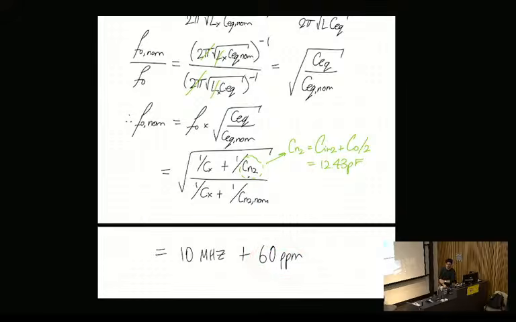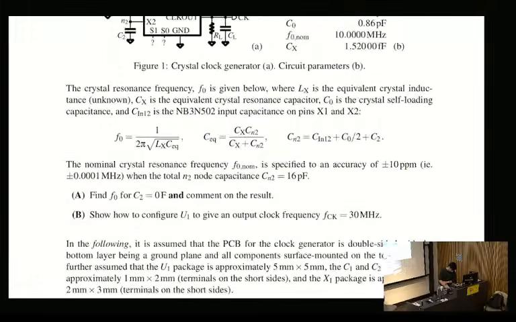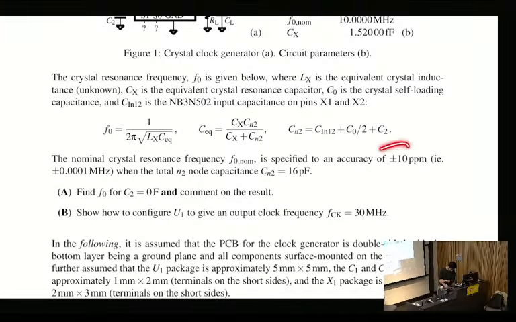Is this allowable? Is this okay? Let's go back to the question. It's specified to an accuracy of plus or minus 10 ppm, so we are outside the frequency range. Even though it seems like a very insignificant amount, these PLLs and crystals are highly specific. So the comment you would make is that this would not be okay. We can't set C2 equal to 0 farad. We need a bit of loading capacitance in that PLL. Okay, any questions on that?